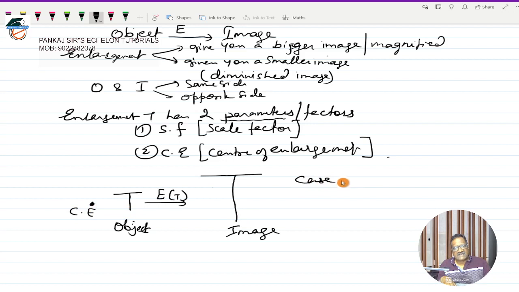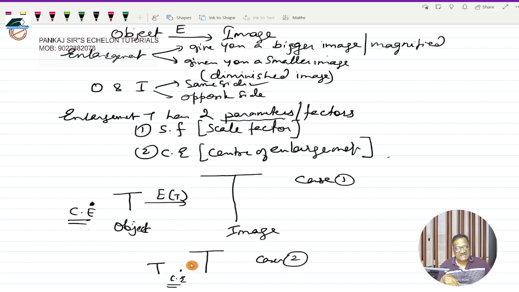There will always be a center of enlargement, and there are two cases. Case one, as I told you, the object and the image both will be on the same side of the center of enlargement. Or it may happen that the center of enlargement is between the object and the image. That is case two. So the object and the image will either be on the same side of the center of enlargement, or they will be on either side of it. So center of enlargement is one of the very important parameters.